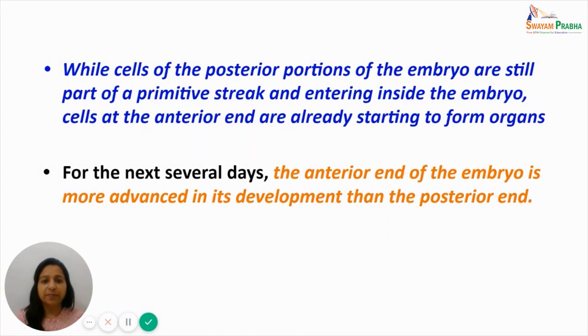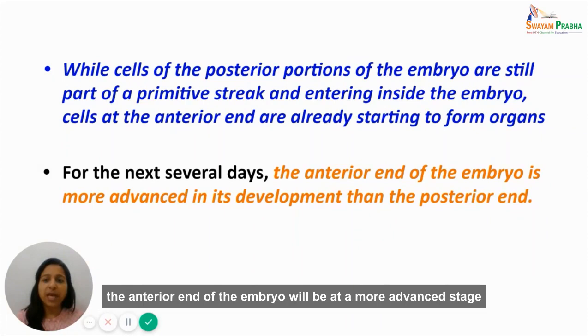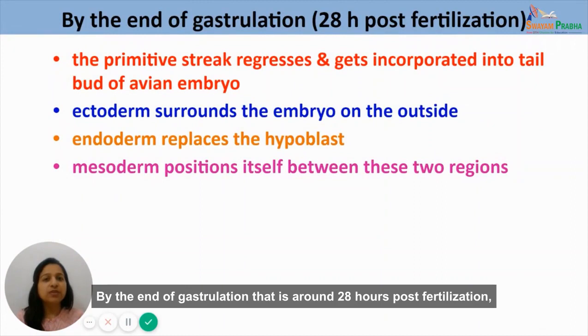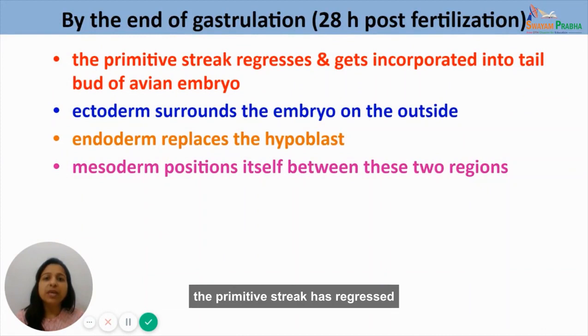So for the next several days, the anterior end of the embryo will be at a more advanced stage in its development as compared to the posterior end of the embryo. By the end of gastrulation, that is around 28 hours post-fertilization, the primitive streak has regressed and gets incorporated into the tail bud of the avian embryo.